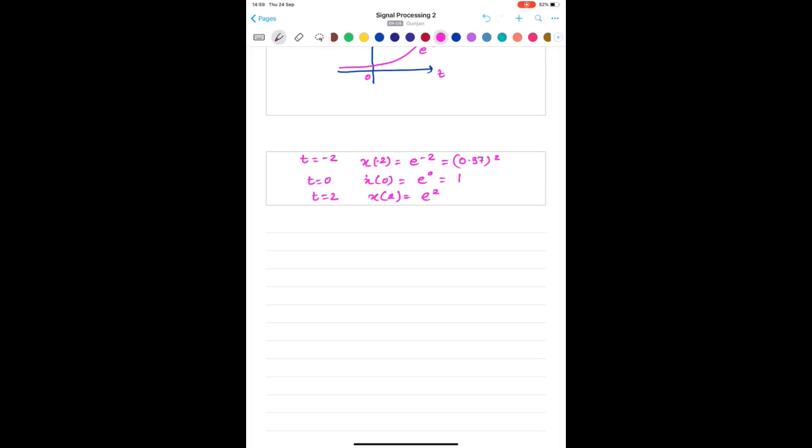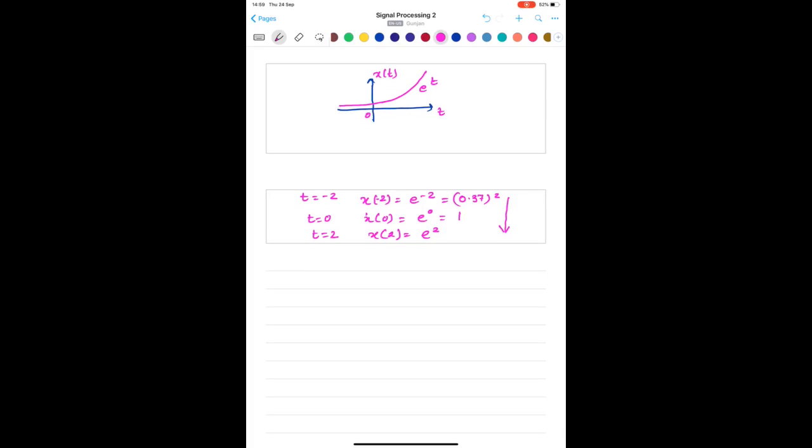So you can see clearly that in this direction the value of the signal is increasing, or you can say when we are going from the negative side to the positive side, the function has an increasing nature. So this is the first signal which we are going to use.